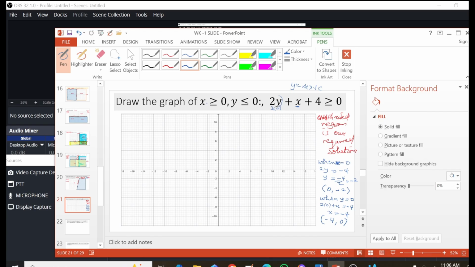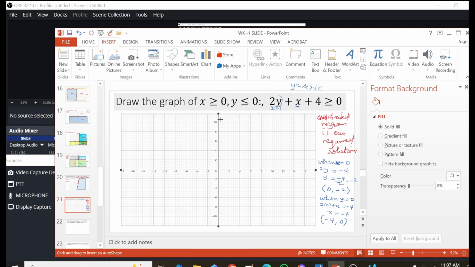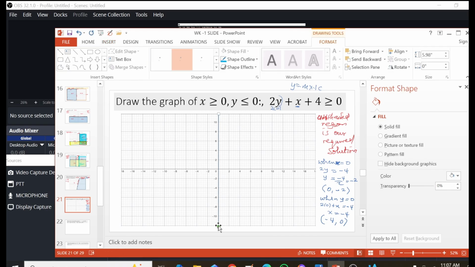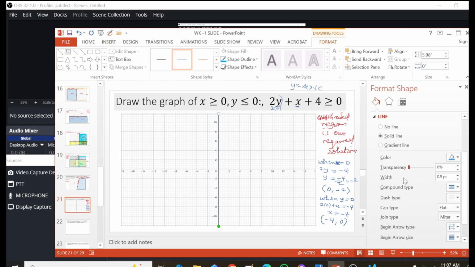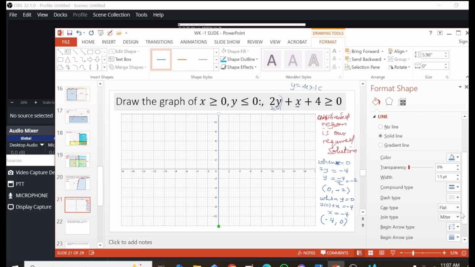For the first one, x is greater than or equal to 0. Let's plot our graph now. x is greater than or equal to 0 is going to be a vertical line, that means along the y-axis. And greater than or equal to is going to be a thick line. It's going to be a thick line along the y-axis. Can you see? We can make it thicker here. So this is our line for x greater than or equal to 0.